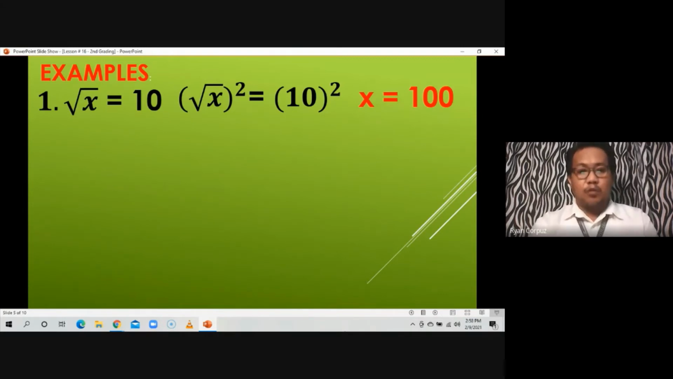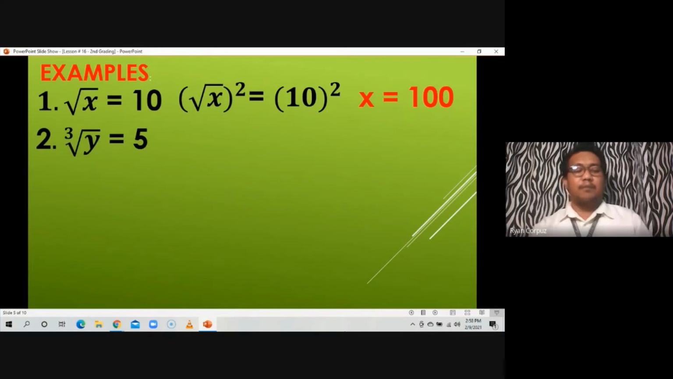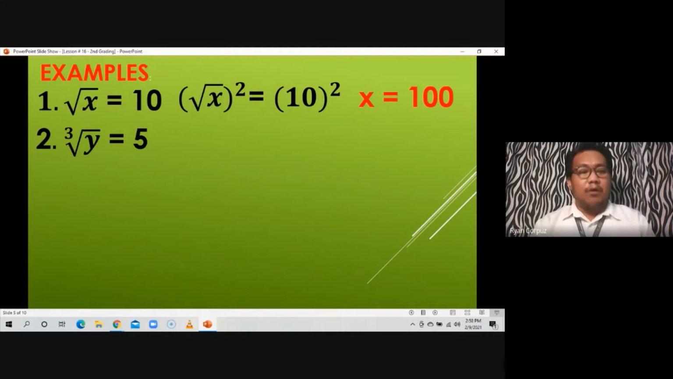If none, let's proceed to another example. So example number 2, the given is the cube root of y is equal to 5. Similar to example number 1, the difference is that this example involves a different index on the given radical. Still, both terms in the given equation are already arranged in the right form, wherein the one with the radical sign and a radicand which is a variable is on one side of the equation, while on the other side is just a constant.